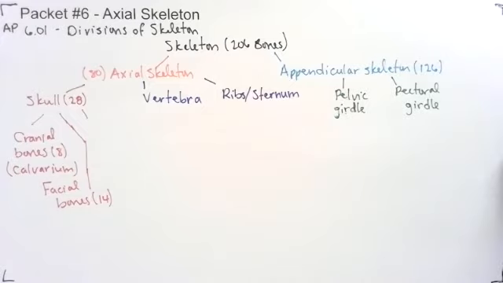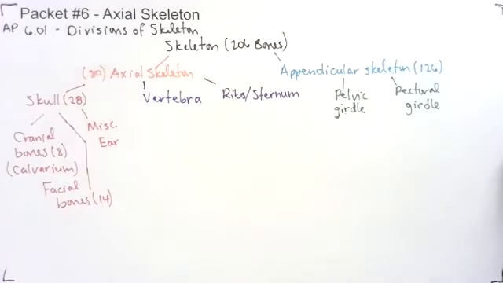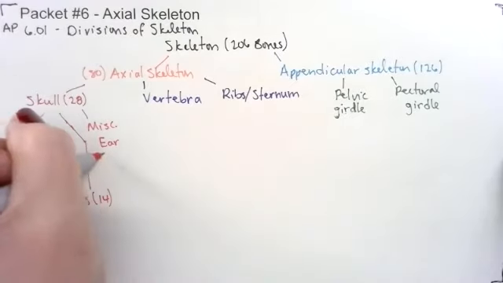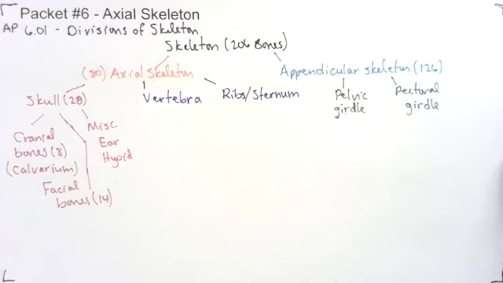Well, we're going to call this miscellaneous. You have your bones in your ear, the malleus, incus, and stapes. You have 6 of those, and you have a bone called the hyoid, H-Y-O-I-D. It exists in your throat. You can feel it if you palpate. It wraps around your larynx, and it provides protection for your larynx.